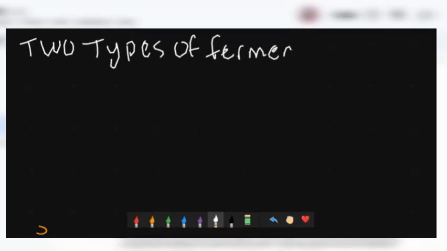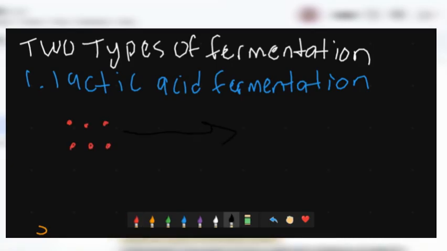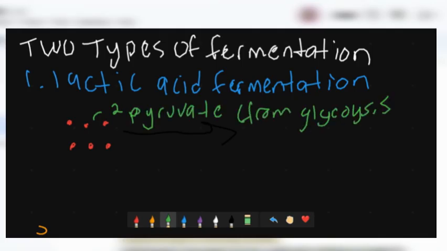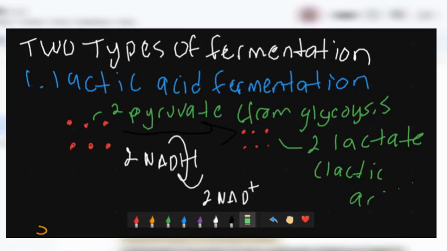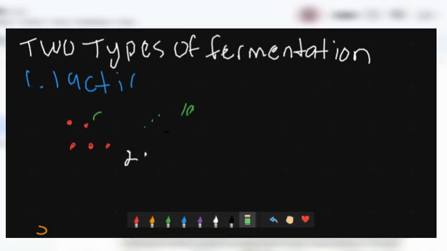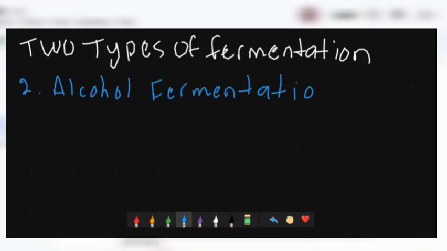Here, I will be explaining the two types of fermentation. These two types of fermentation are anaerobic, and they happen in the cytoplasm along with glycolysis. The first type of fermentation is lactic acid fermentation. In this process, pyruvate is converted into lactic acid or lactate. This happens in muscle cells and also in bacteria to make yogurt and cheese. And the product of this process is two lactate molecules. The second type of fermentation is alcohol fermentation.